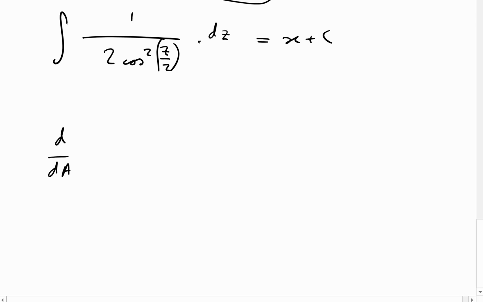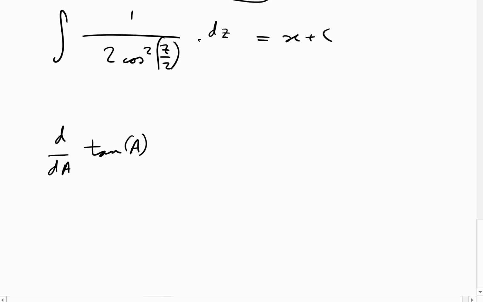What's the derivative? What's the derivative of tan? The derivative of tan, you can work out using the product rule. It's basically the derivative of tan, which is sine over cos.